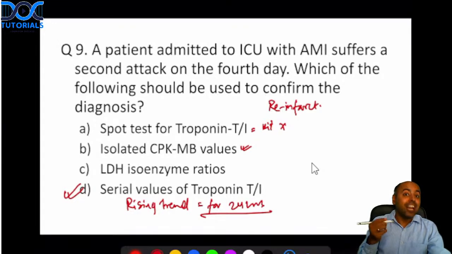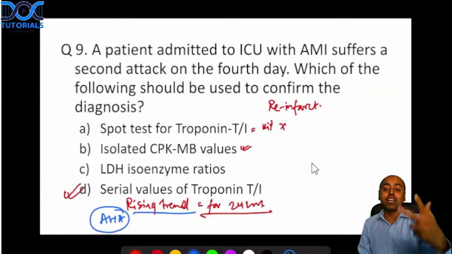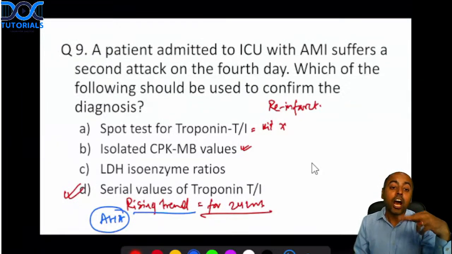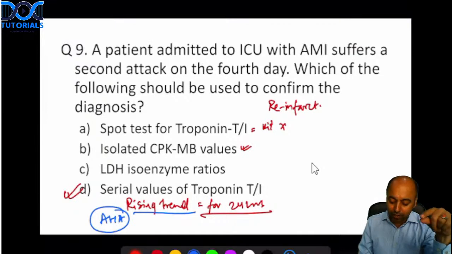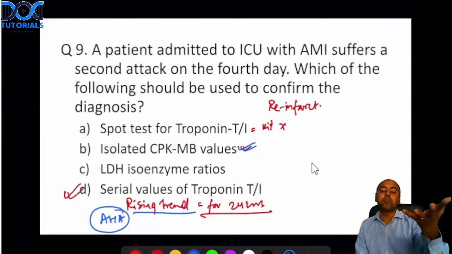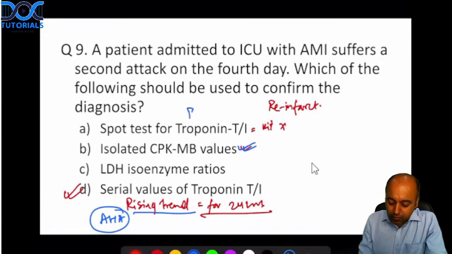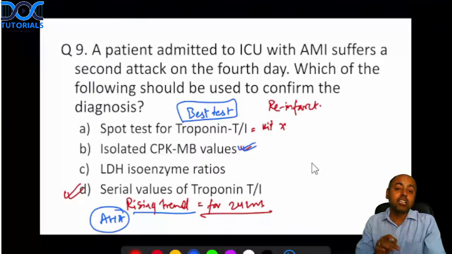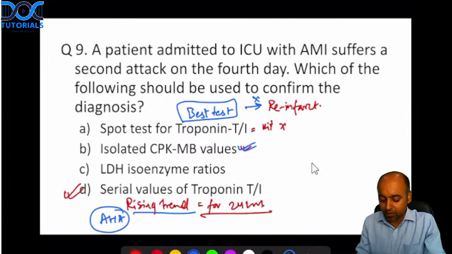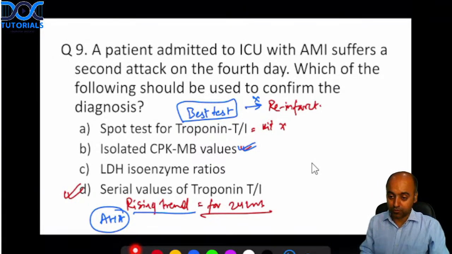So if the troponin values are available, then the American Heart Association says that we should do the serial values and look for a rising trend. If the rising trend is there, then you're looking at reinfarction. However, if the exact value of troponin is not available, in that case you go for the isolated CPK value, which can be done on a semi autoanalyzer also if it is readily available. Best test for MI is troponin T or I, but it is not routinely used for reinfarct, because even if the infarction is not there, this test will come out as positive.